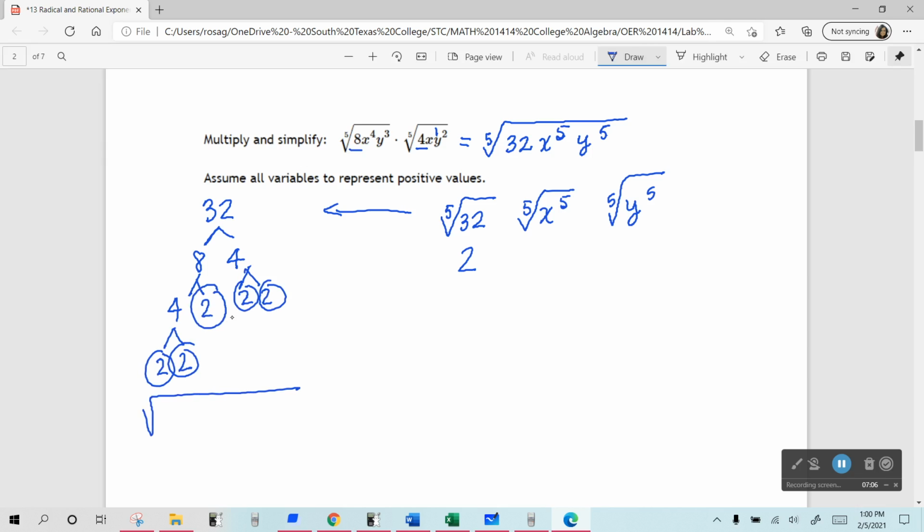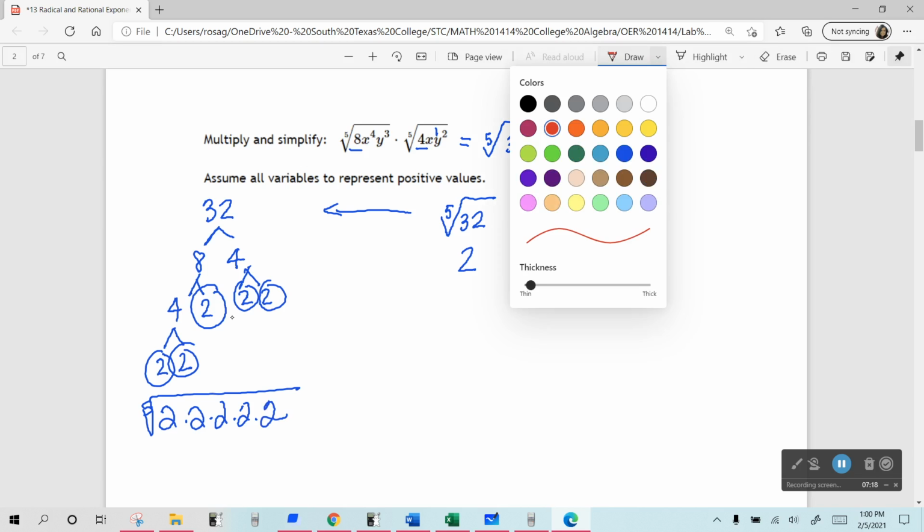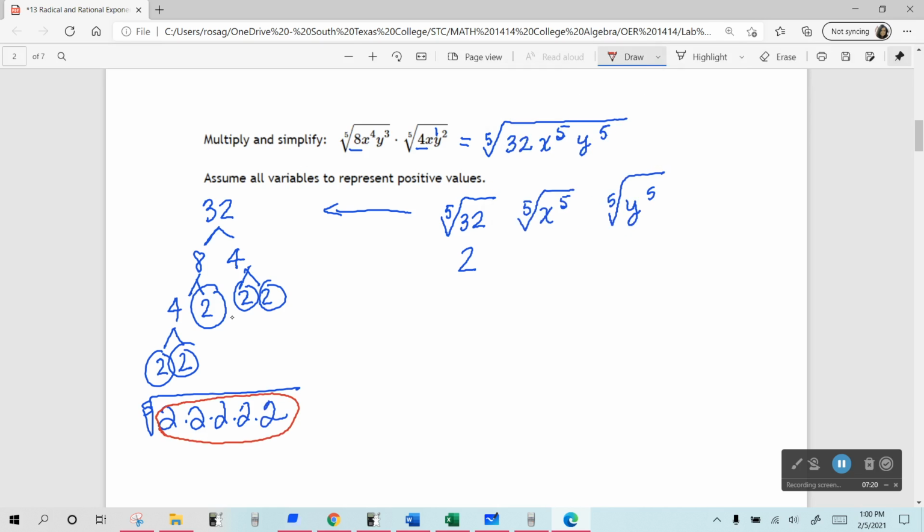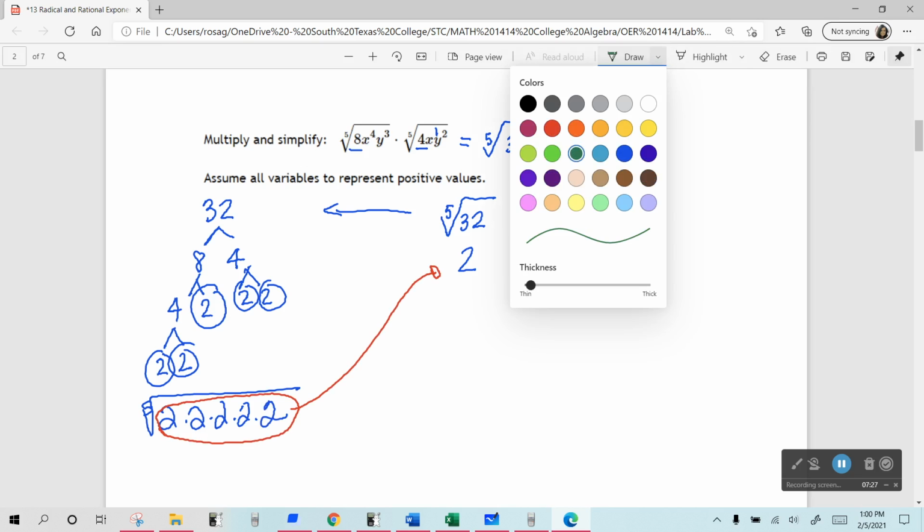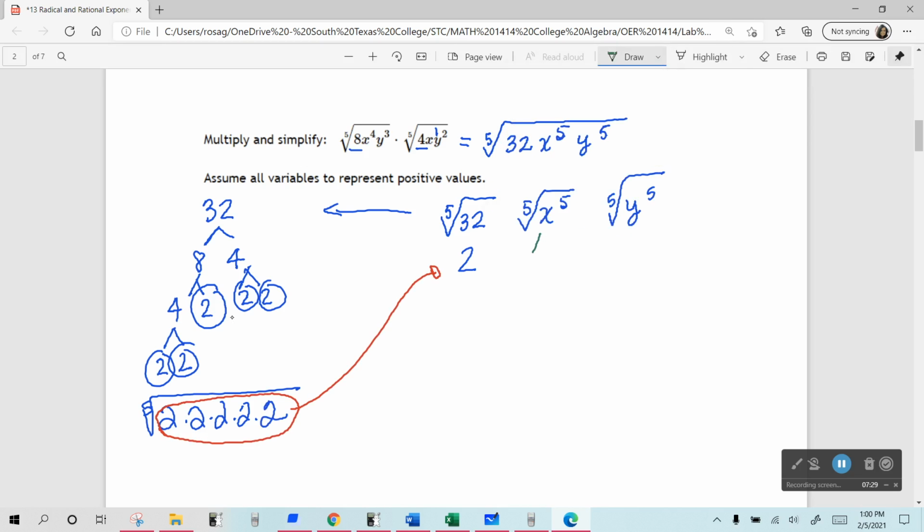So what you end up having is 1, 2, 3, 4, 5. And since it's the 5th root, then you're looking for groups of 5. And that's how the 2 goes out. And the same thing with the x's. It would be in groups of 5. So 5 divided by 5 is just 1. So it would be x to the 1. And then y, 5 divided by 5 is just 1.